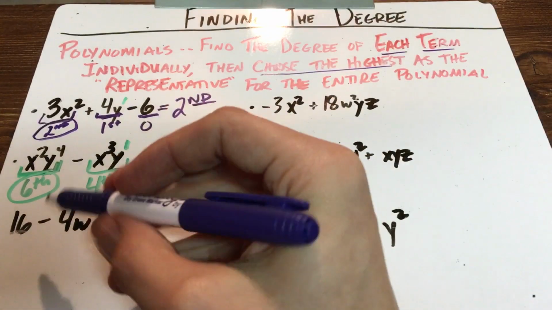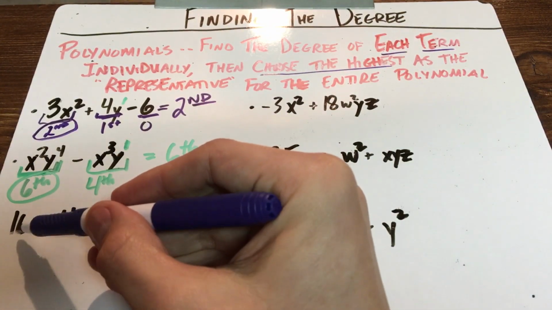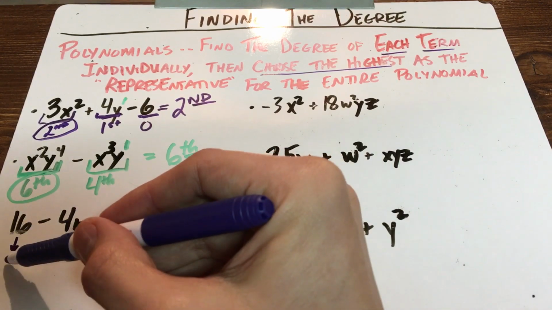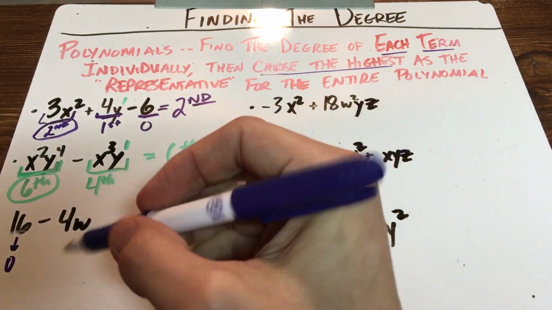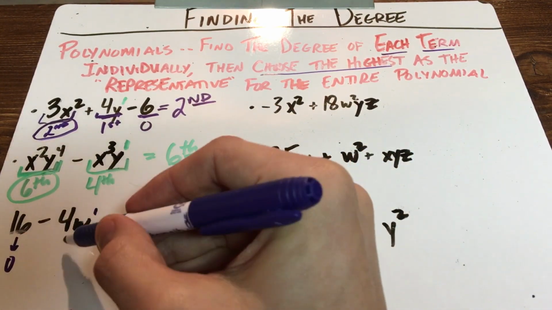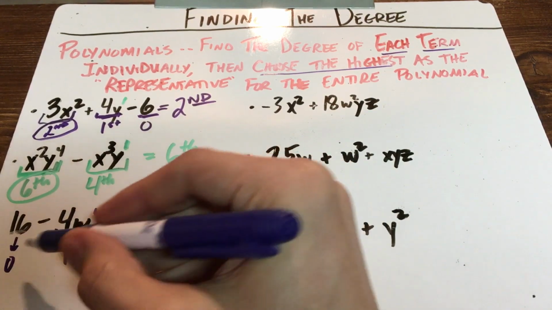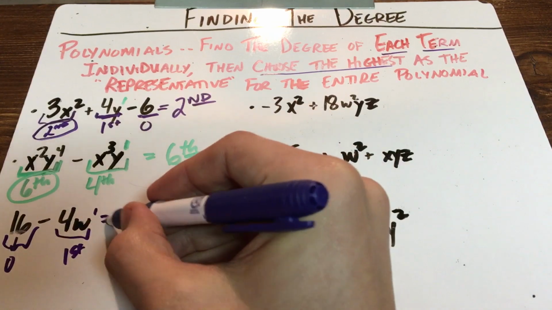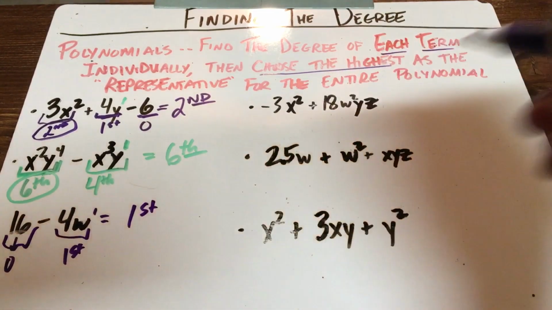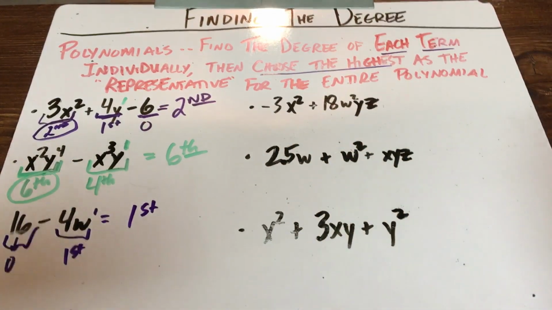Down below, my third one, the 16, has no variables, and so this is to the 0 degree. The w is the only variable I have, and so that is to the 1st degree, and so I have 0 degree and 1st degree, and so the highest one is 1st. That is a 1st degree binomial.